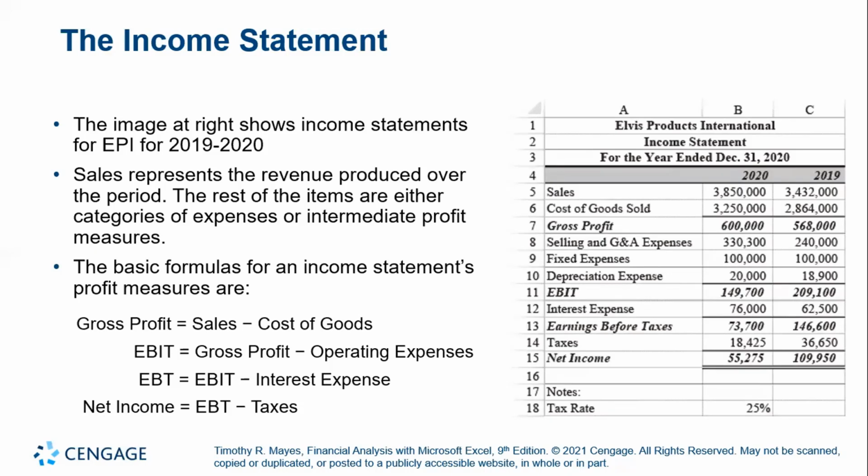The basic formulas for these income statement profit measures are: gross profit equals sales minus cost of goods sold. EBIT, which is operating profit, equals gross profit minus operating expenses. EBT is EBIT minus interest expenses. Net income is EBT minus taxes.